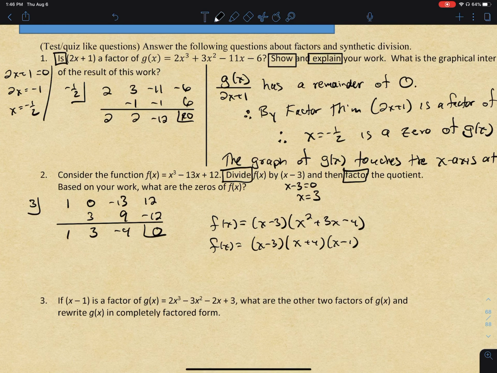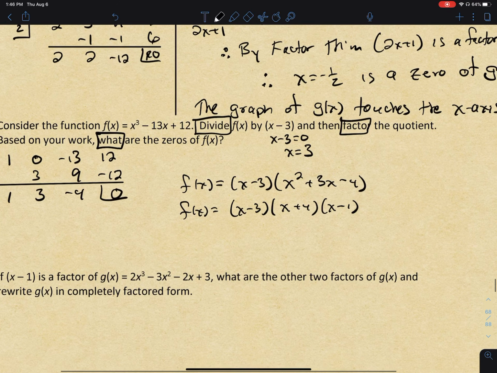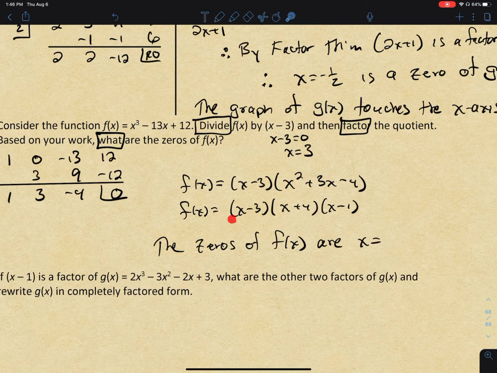Based on your work, what are the zeros? Well, according to the factor theorem, since these are factors, the zeros of f of x are x equals 3. What are we subtracting from x here? This is really x minus a negative 4. Another way to look at it, what would make this equal to 0? Well, a negative 4 would. What would make this equal to 0? A 1 would.